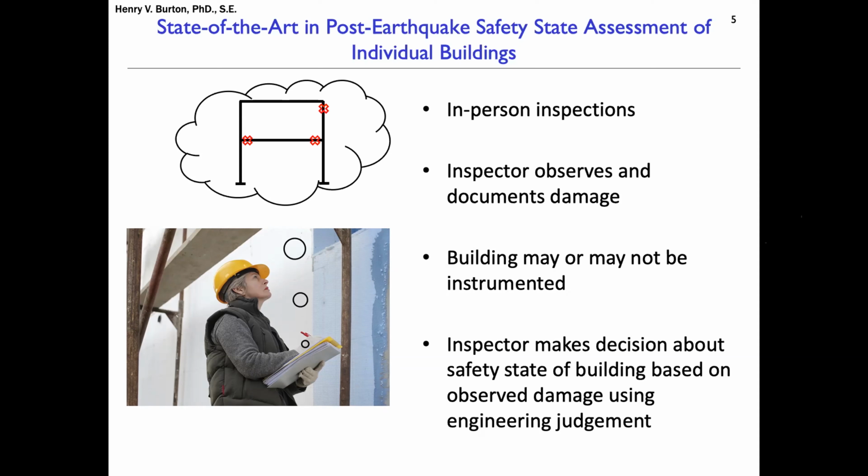And then the inspector has to make a decision about the safety state of the building. That's based on what he or she sees, and if they have any information on measured response, as well as their engineering judgment. And there's nothing wrong with that. In terms of engineering judgment, I think that's something that we need to have as part of the process.